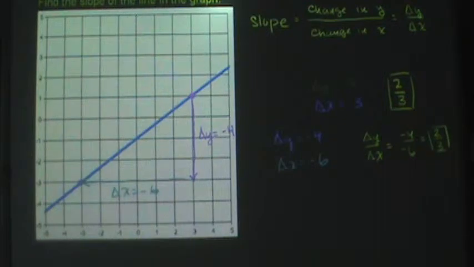-4 over -6. If I view this as my starting point, I could say that I went up 4, so my change in y would be 4, and then my change in x would be 6. And either way, once again, change in y over change in x is going to be 4 over 6, 2/3. So no matter which point you choose, as long as you think about it in a consistent way, you're going to get the same value for slope.